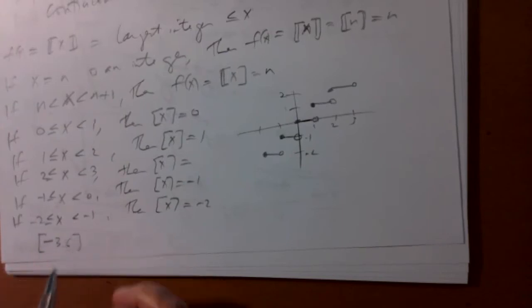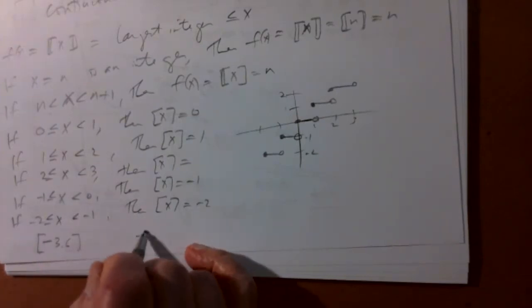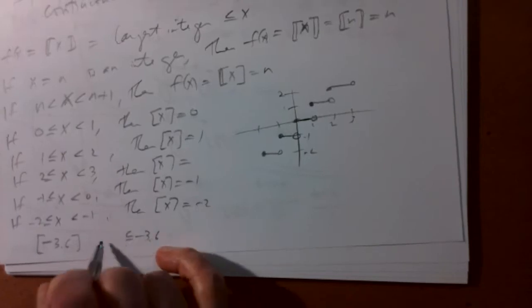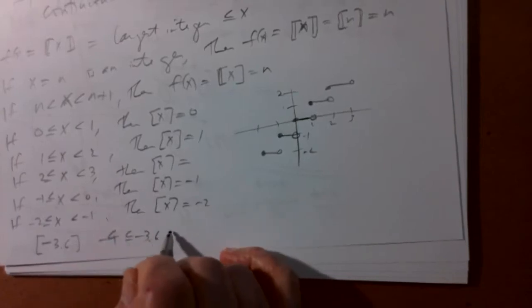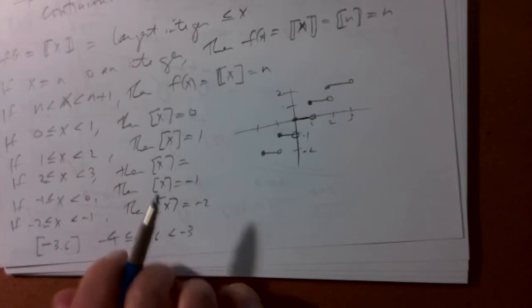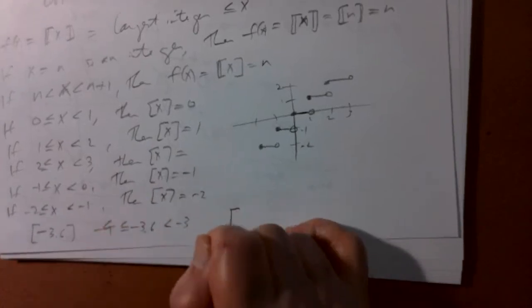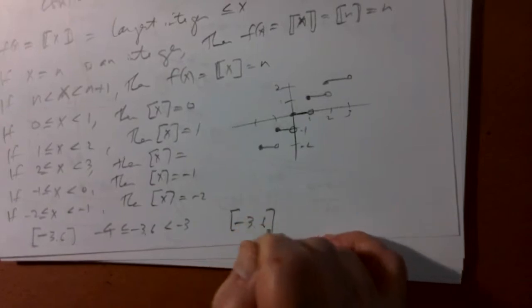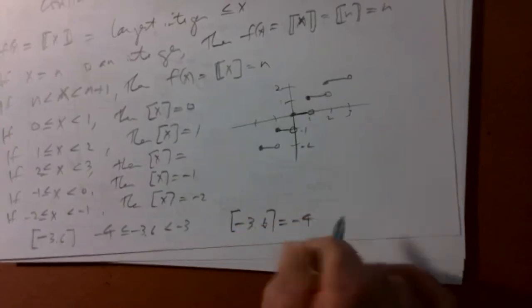So if you have to answer the question, compute the integer part of -3.6, what's the biggest integer less than or equal to -3.6? Well, -3.6 is between -4 and -3. -4 is less than -3. The biggest integer less than or equal to -3.6 is not -3, it's -4.